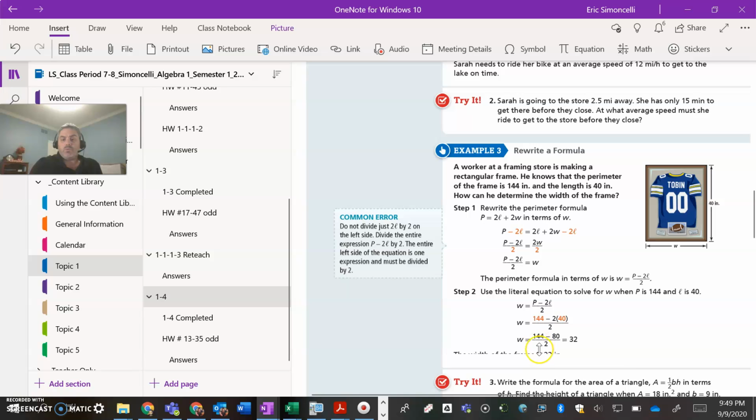So it turns out the width would have to be 32 inches given the length of 40. And if you want to double check your answer here by adding 40 plus 40 plus 32 and 32, or 2 times 40 plus 2 times 32, it will end up being 144 inches in perimeter.